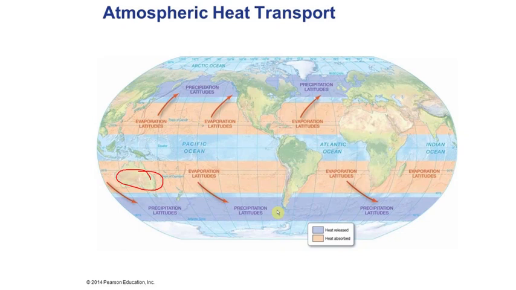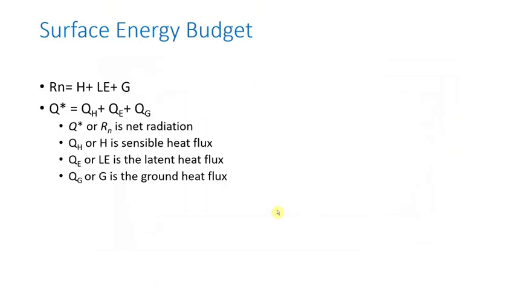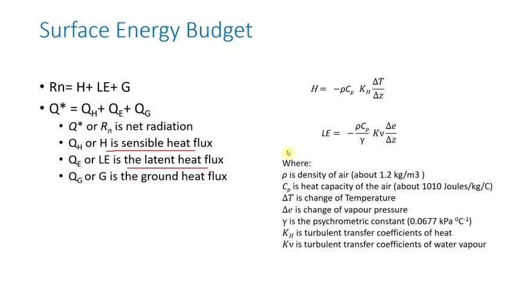Right, so the next is, now let's look at the surface energy budget, and let's quantify sensible heat and latent heat flux. You can quantify these using these formulas. In case of sensible heat, we know that change of temperature is important. And in case of latent heat, we know that change of pressure is important. The rest are constants. Rho, for example, is the density of air, which is fixed, 1.2 kg per meter cube. Cp is the heat capacity of air.